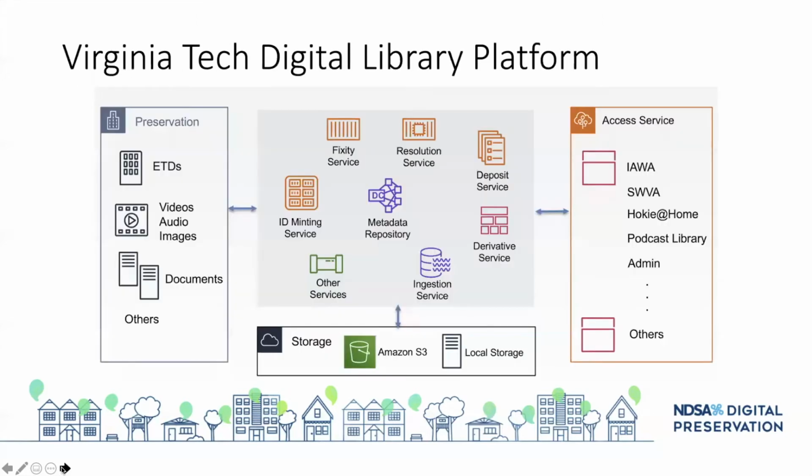So this is an overview of the Virginia Tech Digital Library platform, which we are in the process of building. And you can see that it is built on several different types of microservices. And for this talk, we'll be focusing specifically on the Fixity service. And we'll get a little bit more into this diagram as the presentation moves on, but this gives you an idea of the overall system that we're working within.